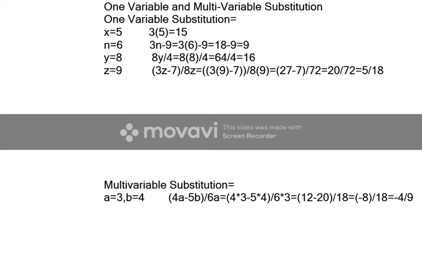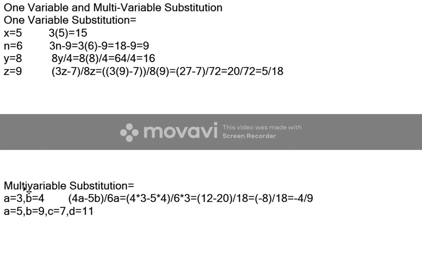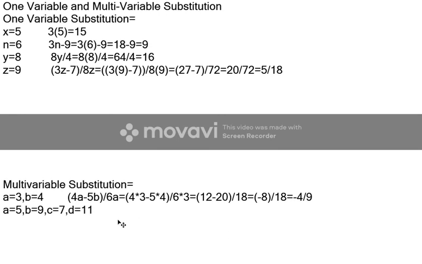Let's go through another more rigorous question. Let's do 4 variables this time. Alright, let's do A equals 5, B equals 9, C equals 7, and D equals, let's do a double digit, 11. Alright, I'm going to move this full thing over here.